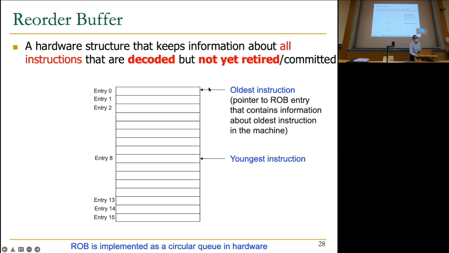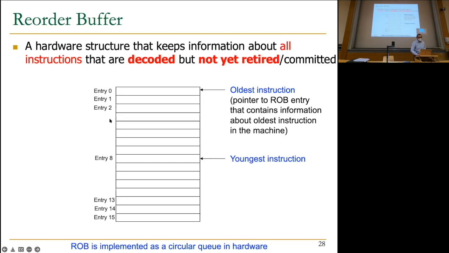And you have 2 pointers. One pointer is to the oldest instruction. This is the pointer to the reorder buffer entry that contains information about the oldest instruction in the machine that does not update the architectural register state yet. And another pointer points to the youngest instruction, or the next instruction to allocate, let's say. So in this particular case, some part of the reorder buffer is empty, let's say, it's not allocated. Okay, so it's basically a data structure implemented in hardware.